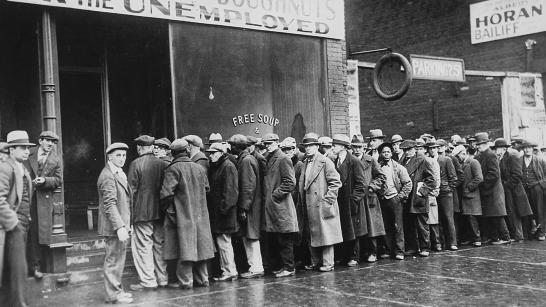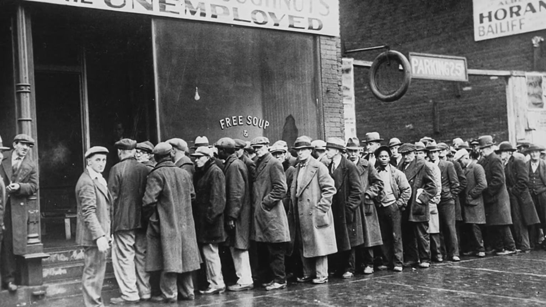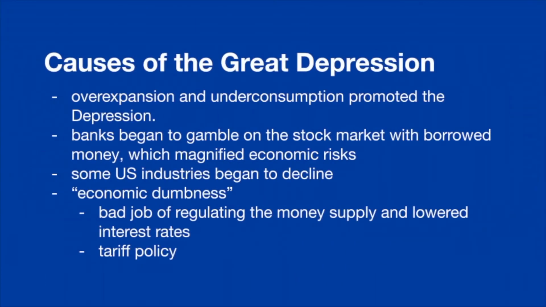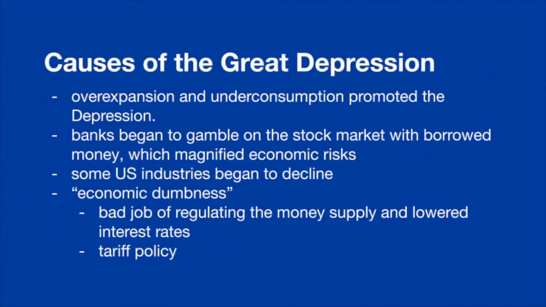Historians and economists still dispute the causes of the Great Depression, but three explanations are frequently cited. First, some argue that overexpansion and underconsumption promoted the Depression. While the economy grew during the Roaring Twenties, some argue that the increase in the wealth gap prevented many working Americans from consuming the goods that were now being mass-produced, like the new cars and radios. Second, banks began to gamble on the stock market with borrowed money, which magnified economic risks tremendously.